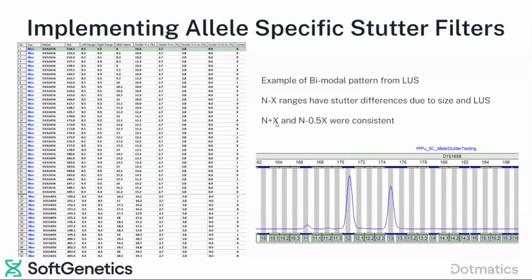Okay, so when they looked at this, the n-x repeat ranges had significant stutter differences due to size and locus. The n+x and the n-2 base pair or half x were consistent. And so in that n+x and n-half x, the value was the same for all alleles. It differed only in the whole stutter in terms of the n-x position or n-1 repeat.